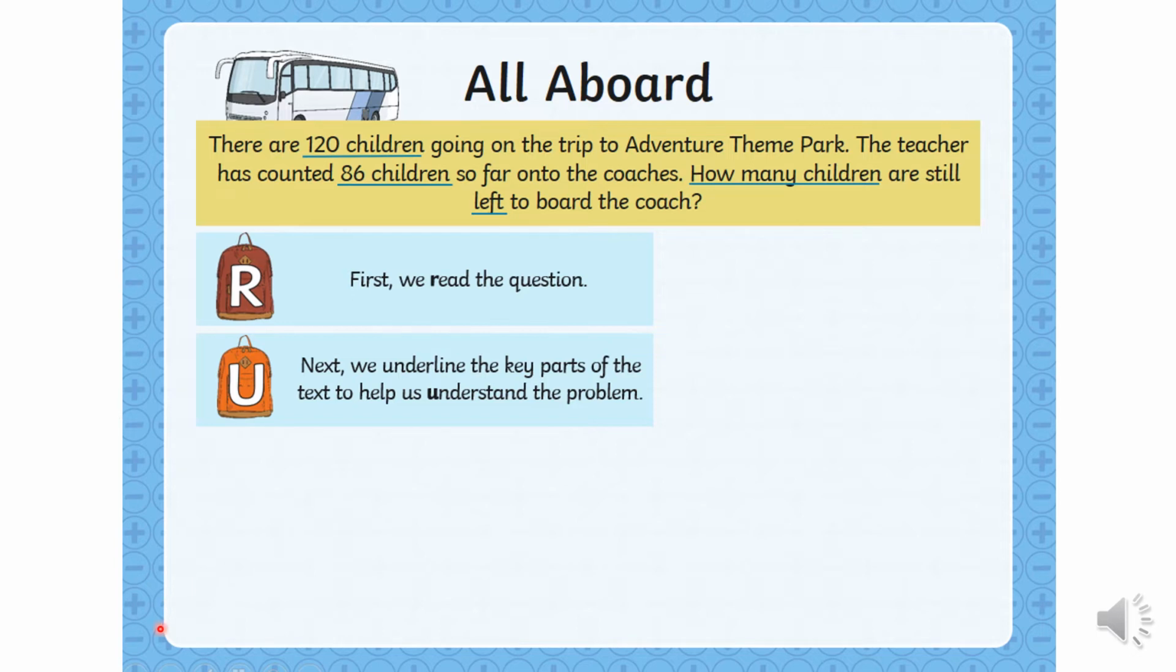So, next we have to underline the key parts of the text to help us understand the problem. Going back to it then, I've underlined 120 children because that's key information. I've underlined 86 children because that's also key information. I've underlined how many children and left because these are all bits and pieces I need in order to work it out.